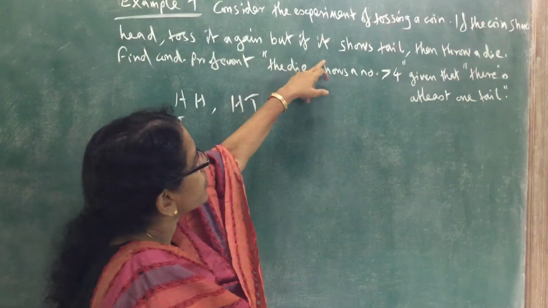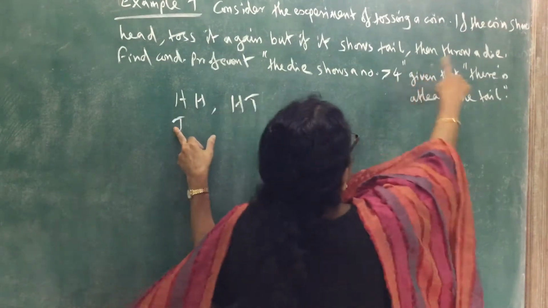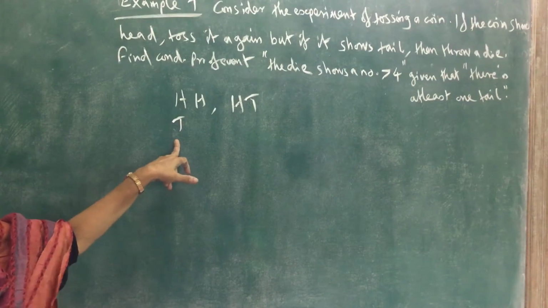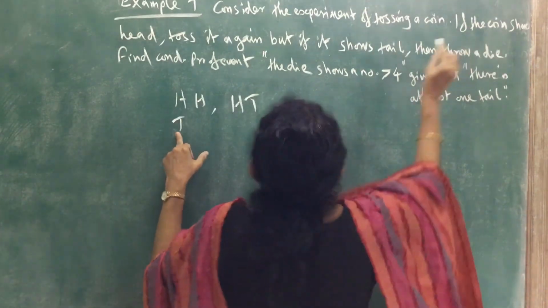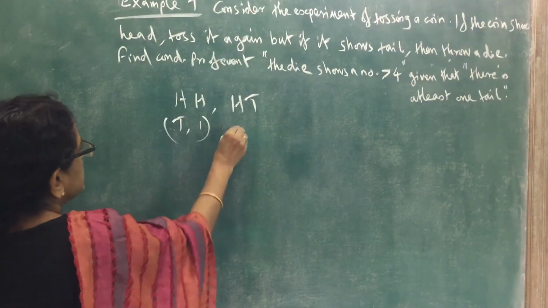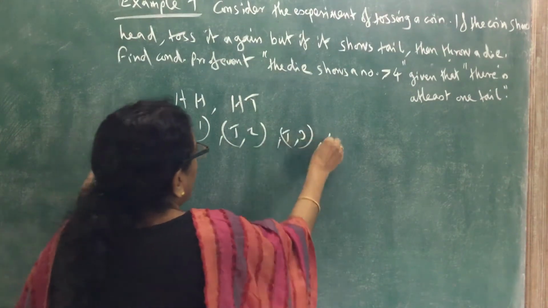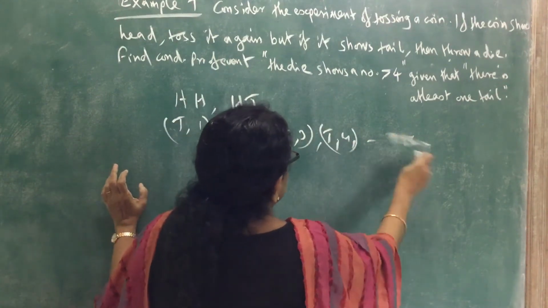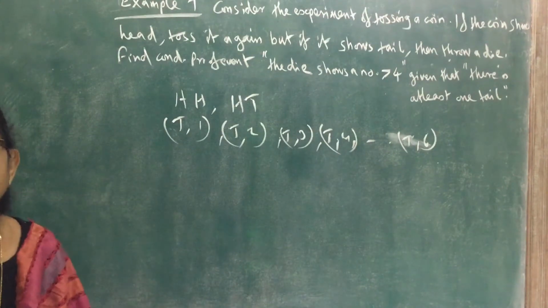Now, if it shows tail in the first toss, then what to do? Then throw a die. Suppose you are getting tail in the first toss of the coin, you have to throw a die. So when you get tail, you have to throw the die. What are the possibilities? T1, T2, T3, T4, T5, T6. These are the cases, the possible outcomes of the experiment.